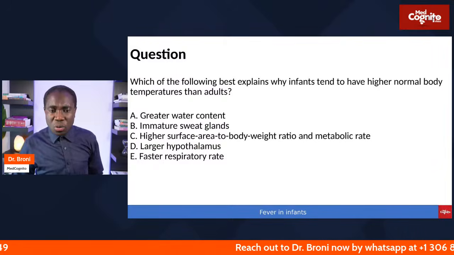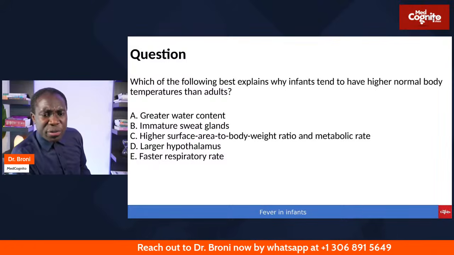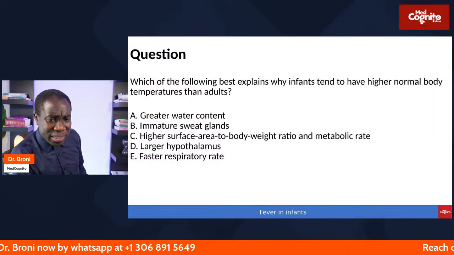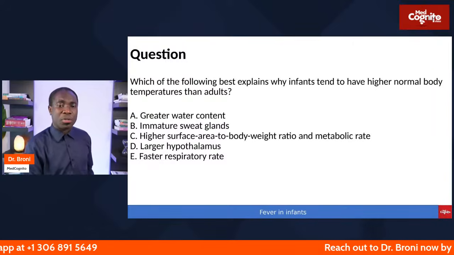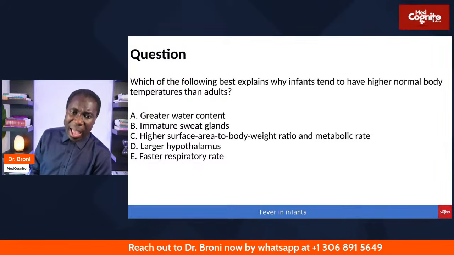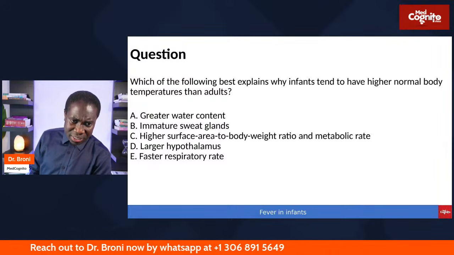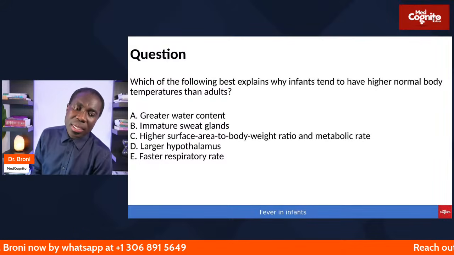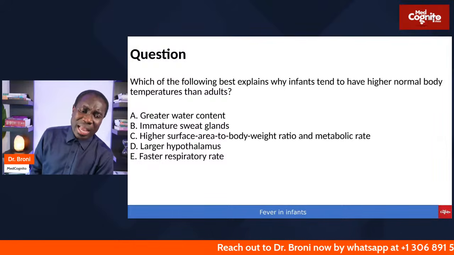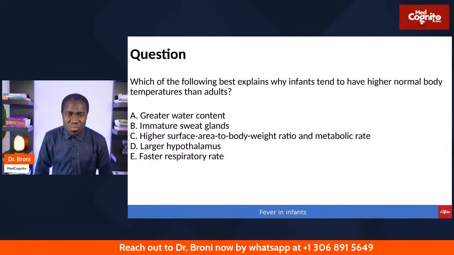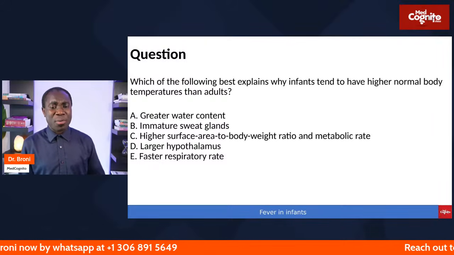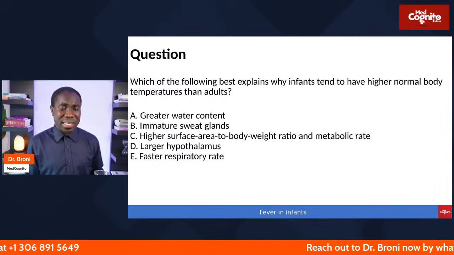Okay. So I have a question for you. Which of the following best explains why infants tend to have higher normal body temperature than adults? A, they have greater water content. B, they have immature sweat glands. C, they have higher surface area to body weight ratio and metabolic rate. D, they have a larger hypothalamus. And E, they have faster respiratory rate.